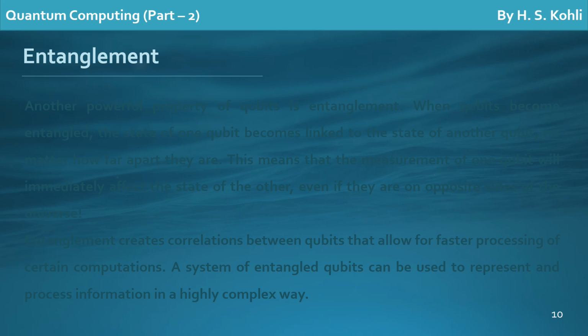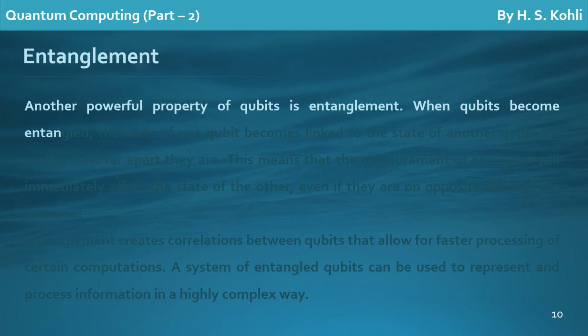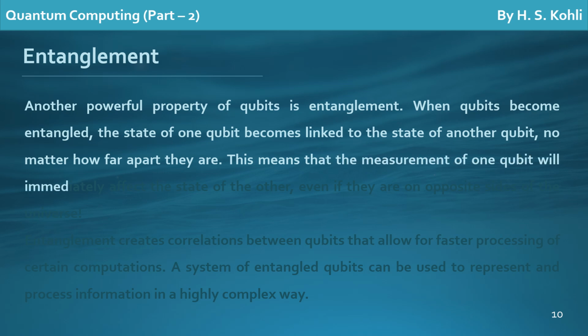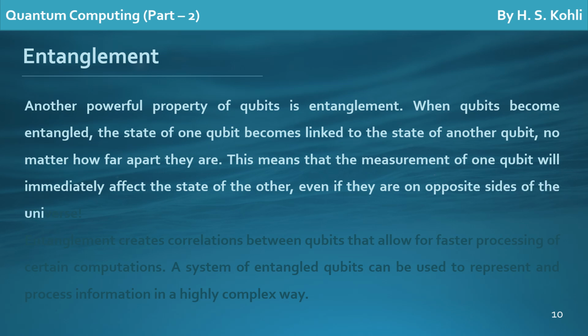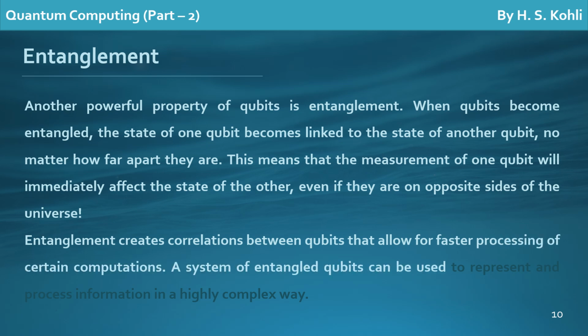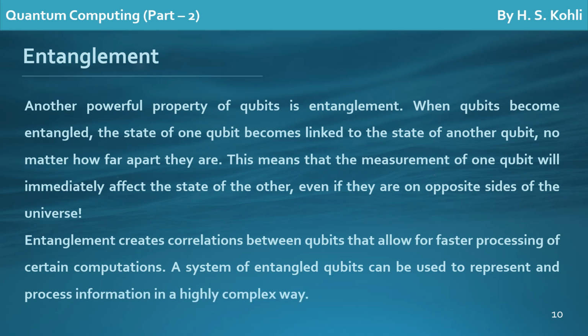Entanglement. Another powerful property of qubits is entanglement. When qubits become entangled, the state of one qubit becomes linked to the state of another qubit, no matter how far apart they are. This means that the measurement of one qubit will immediately affect the state of the other, even if they are on opposite sides of the universe. Entanglement creates correlations between qubits that allow for faster processing of certain computations. A system of entangled qubits can be used to represent and process information in a highly complex way.